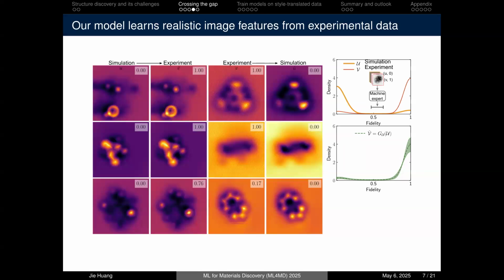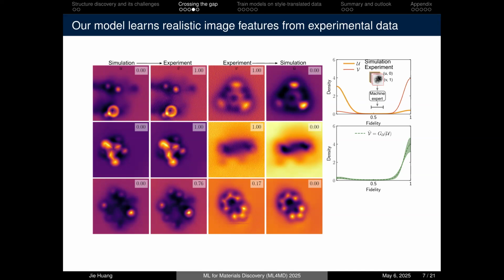To evaluate the style translation performance, we do a simple task. We train machine experts to tell whether a given image is from simulation or from experiment, and the output value is just a number, and we use it as the fidelity of a given image. And we input the simulation images to this machine expert.